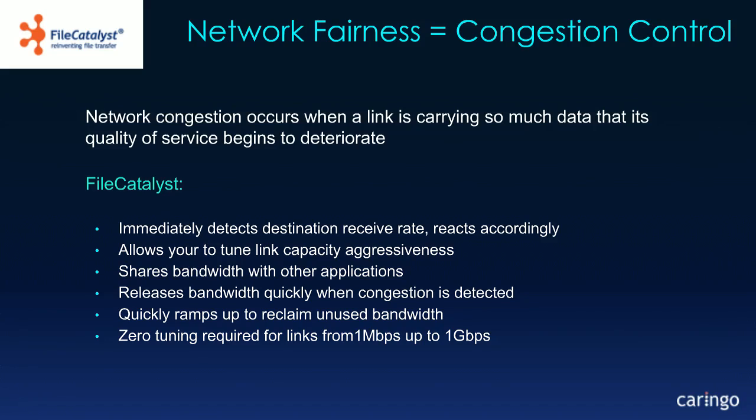As applications come on and start using it, so people start browsing the web, streaming videos, even doing other file transfers within their network, we'll slow down to give them room to do that. As soon as they're done, we'll detect that bandwidth has become available, and we'll ramp back up. The good thing with FileCatalyst, from links anywhere from 1 megabit per second all the way to 1 gigabit per second, there's no additional tuning required. So out of the box, software can get you the speeds. It's no problem at all.